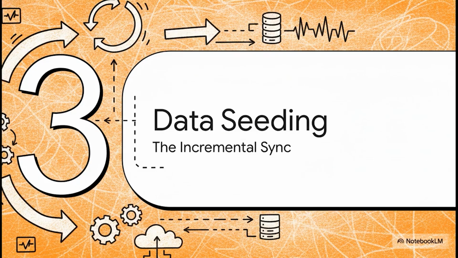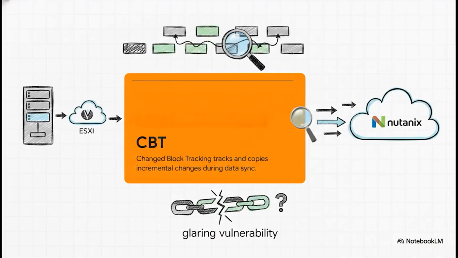All right, Section 3. Let's do a deep dive into data seeding. To truly grasp how Move pulls off this minimal downtime magic, you've got to understand changed block tracking, or CBT. When you're migrating from a VMware ESXi environment, Move uses VMware snapshots right alongside CBT. After that massive initial data seed finishes up, Move doesn't just copy the whole drive all over again. Instead, it essentially asks CBT, hey, what exact blocks of data have changed since we last synced?